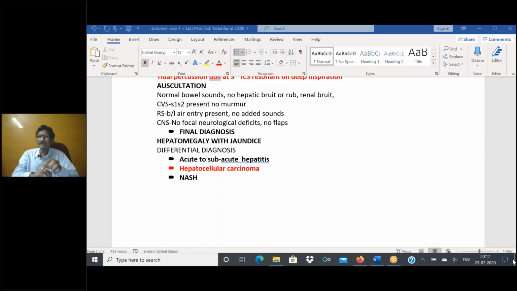Spectrum of LFT pattern in chronic hepatitis B, chronic hepatitis C, autoimmune hepatitis, and NASH. Four disorders. Read the spectrum, because here LFT, as you told, will give you a clue on how to go about. Okay. What is the problem with evaluation of autoimmune hepatitis? What is the practical problem we face?